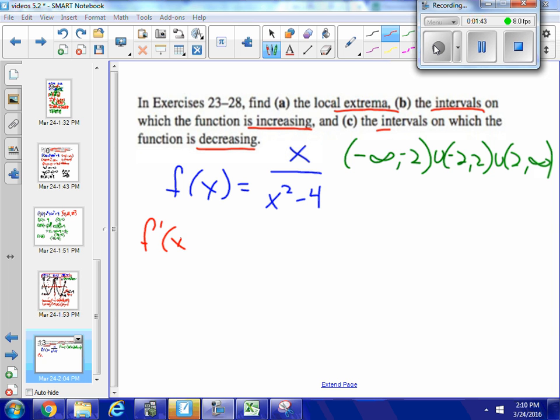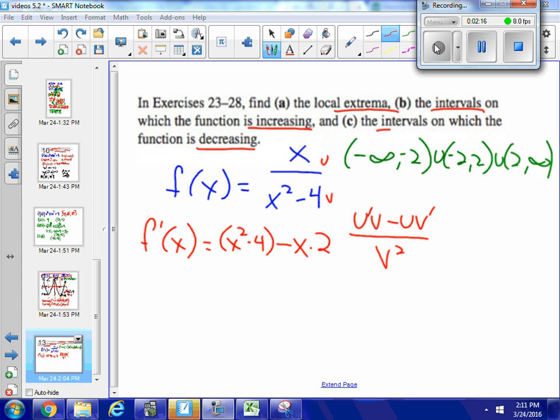f prime of x. Well, I have a quotient here, u over v. I think I'll use my quotient rule, which is u prime v minus u v prime over v squared. So u prime is 1 times v, so that would be x squared minus 4, minus u, which is x, times v prime, which is 2x, and all of that is divided by x squared minus 4 squared, v squared.